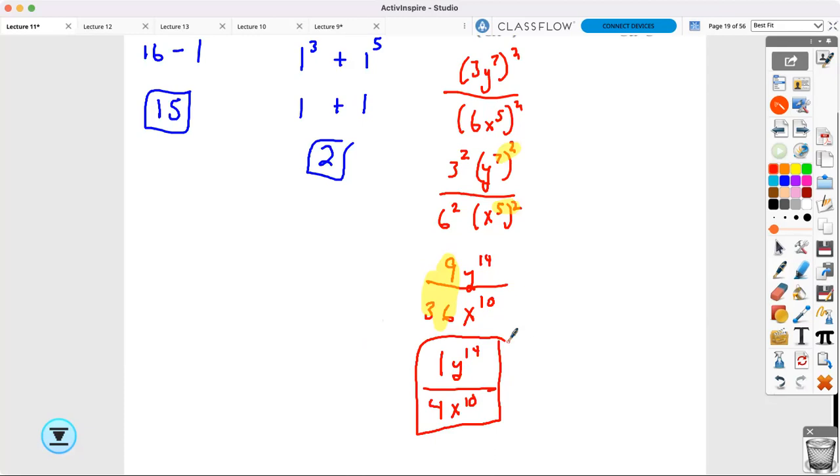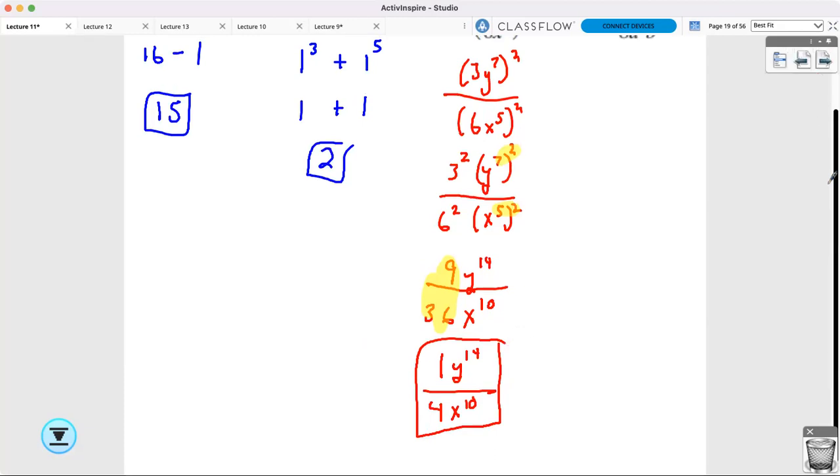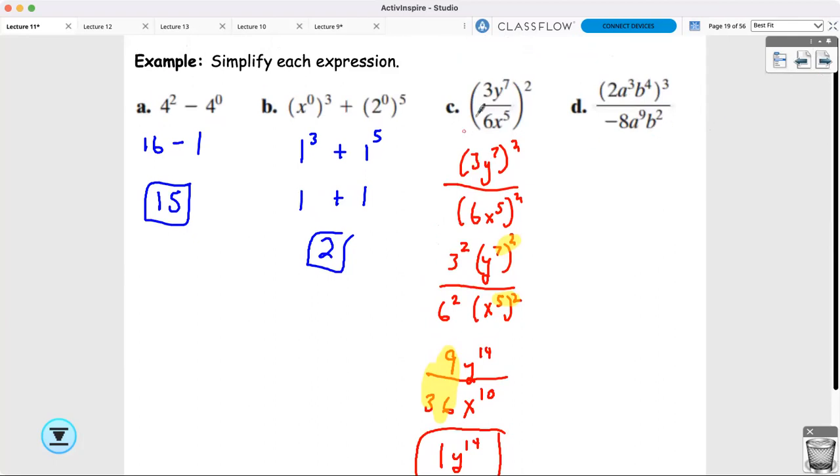Is everyone comfortable with how we did C? Definitely important that you watch this again if you were lost or not comfortable with it. So first things first, we gave the power to the top and the power to the bottom. And then we distributed to the numbers and the letters, and everything got squared, right? The 3, the y to the 7th, the 6, the x to the 5th. And then we do a power to a power, which is multiply. We did 3 squared, which is 9, 6 squared, which is 36, and so forth. And then we just simplified further.